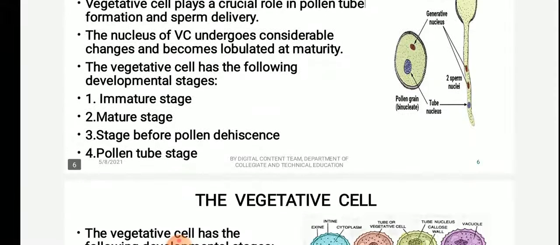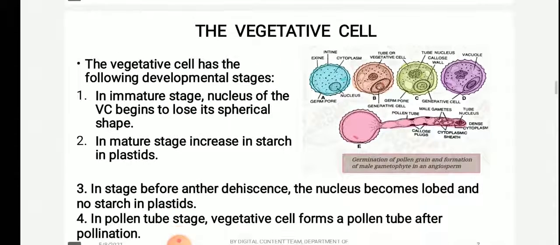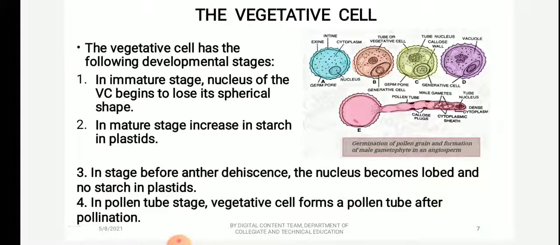The vegetative cell has the following developmental stages: immature stage, mature stage, stage before pollen dehiscence, and pollen tube stage. So the vegetative cell keeps changing. It does not stick to one structure. It is highly dynamic in its growth. The vegetative cell has, as I told you, 4 stages.